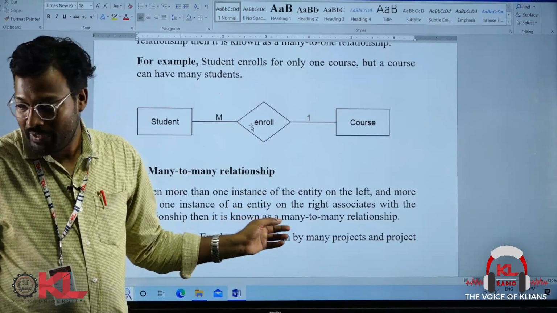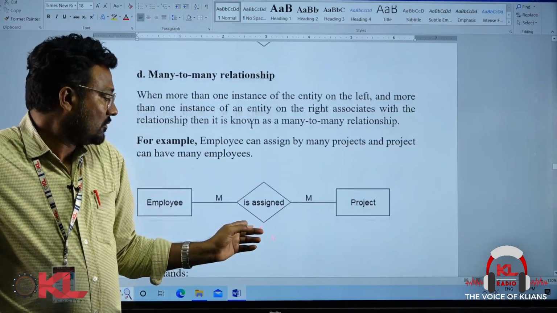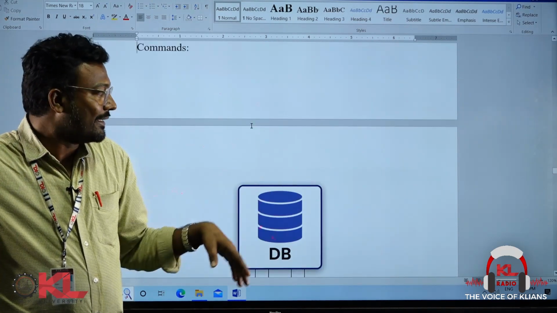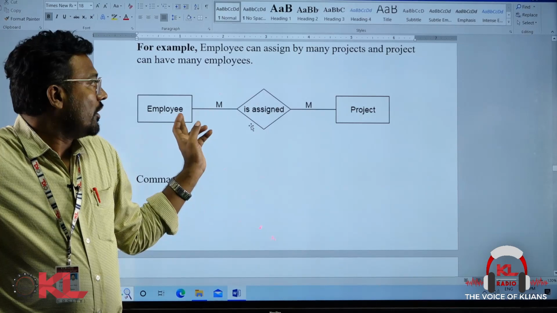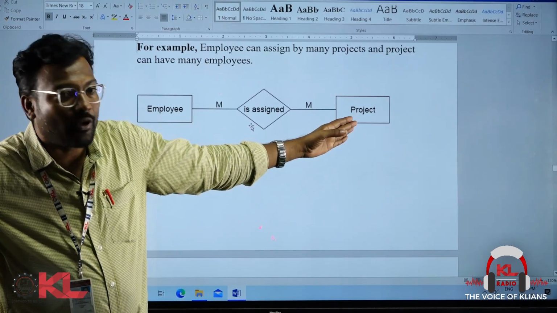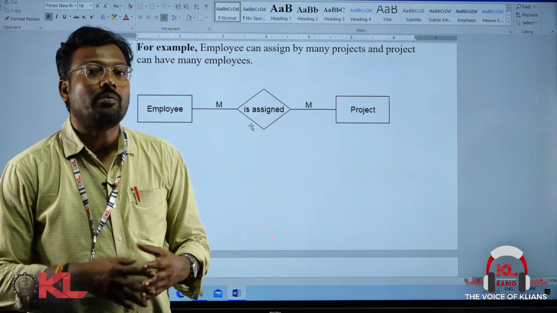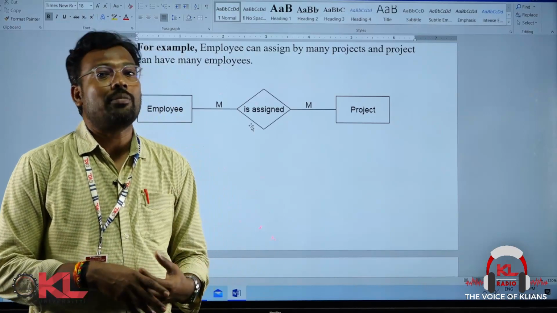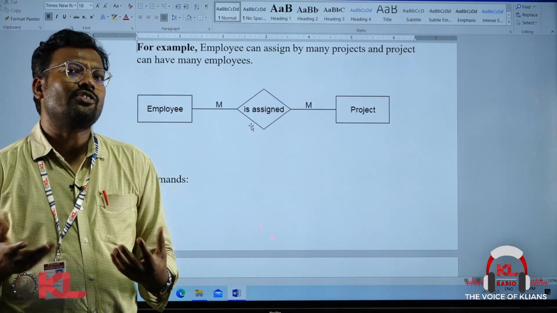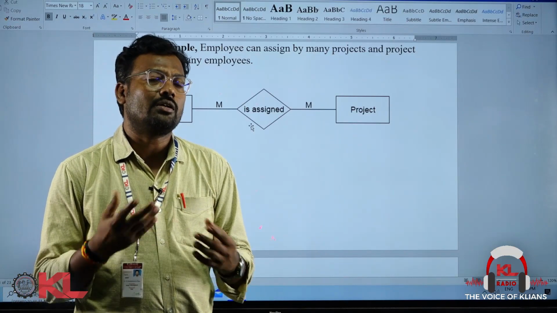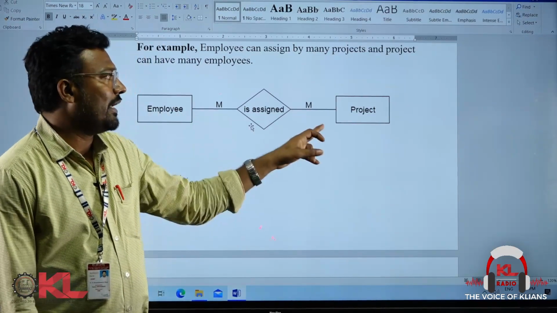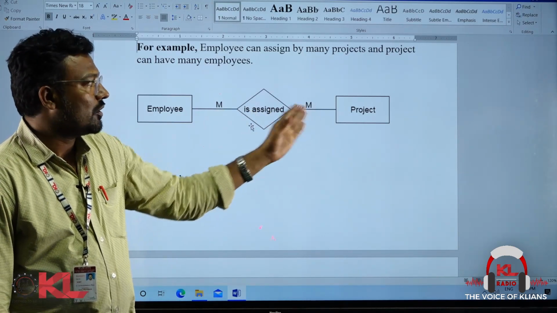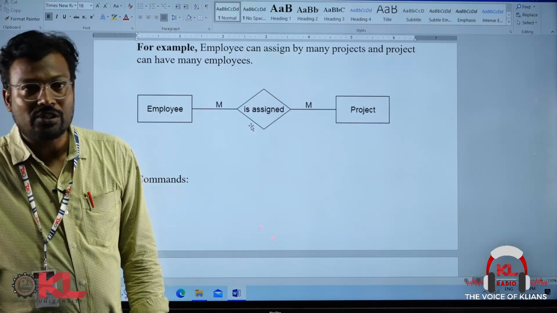Next, many to many, if you take, means many entities interact with many other entities. Employee is assigned to many projects. Not only one project an employee can handle. A project can also have many employees. A project can have 50 employees, 100 employees, that depends on the size of the problem and funding. So, here the many to many example is specified through this relationship. So, that is about ER diagram.